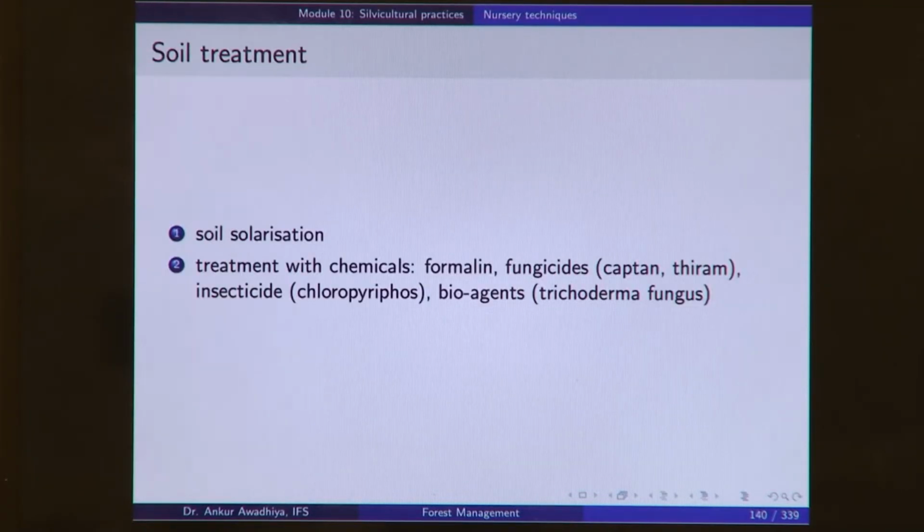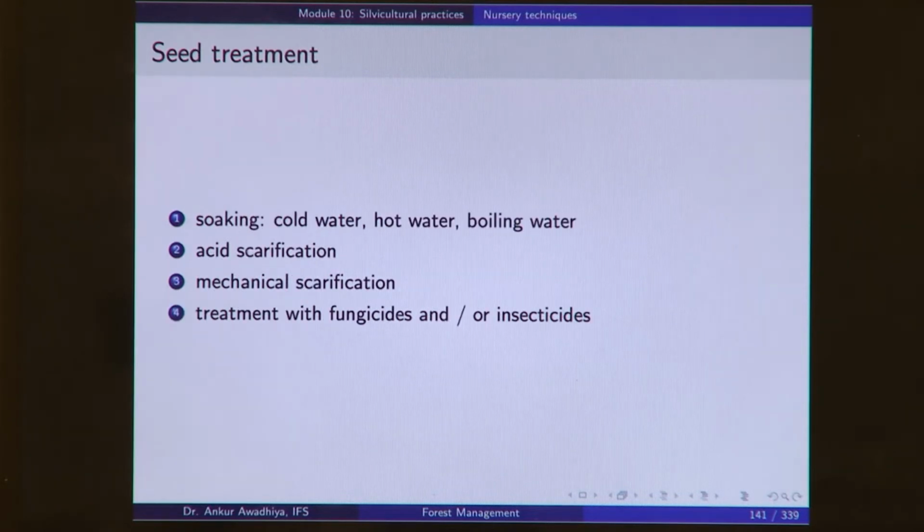Before using the soil, it is put through certain treatments. We do soil solarization, in which the soil is broken up, the lumps are broken up, and then this soil is exposed to the sun so that it dries up, and also the pathogens die off because of the drying and the impact of the ultraviolet rays of the sun. In certain cases, treatment with chemicals may also be required, especially formalin, fungicides such as Captan and Thiram, insecticides such as chlorpyrifos, and bioagents such as Trichoderma fungus, which is a symbiotic fungus which helps the plants.